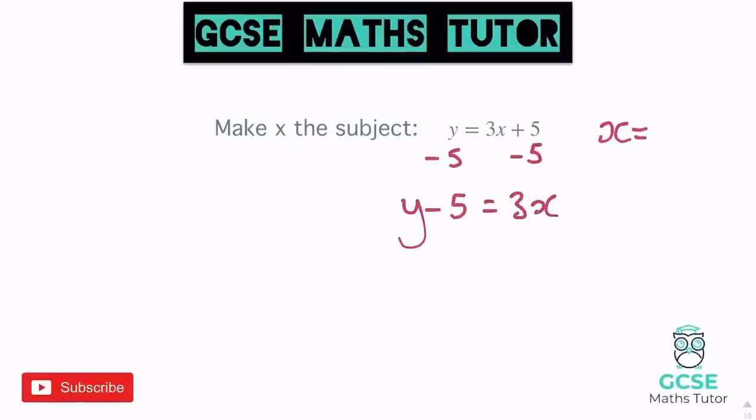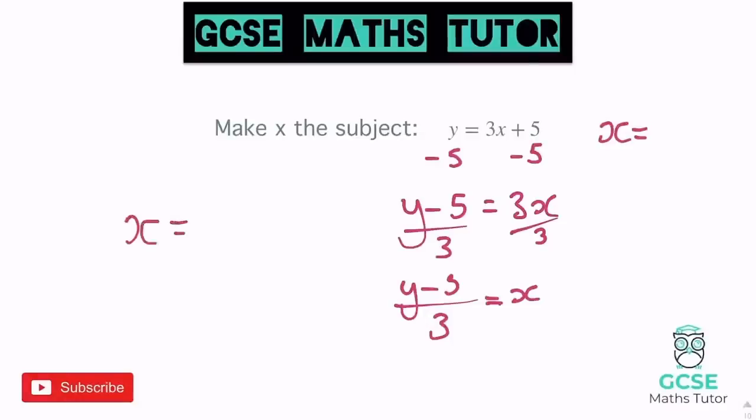And just like before, we're just going to divide by 3. So if I divide by 3 on both sides, thinking about how I did it before, I wrote it as a fraction like this, and that's what it's going to look like on the other side. It's going to be y minus 5 over 3 now equals x. 3x divided by 3 is just x. We've got x on its own. It doesn't matter that it's on the right hand side. We can rewrite it if we want. We can easily just rewrite x equals y minus 5 over 3, and there's our final answer.